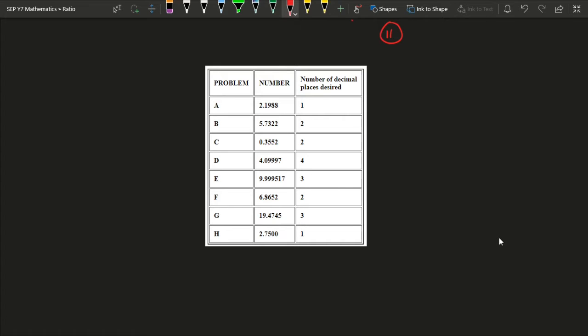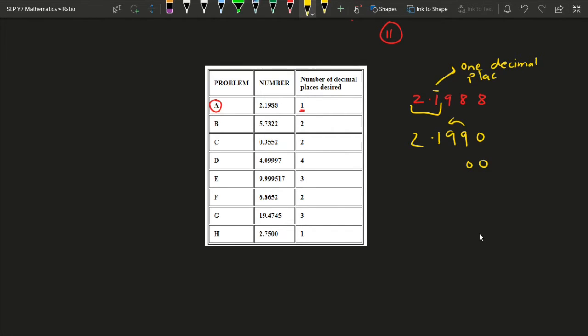Let's do some more examples. 2.1988 needs to be rounded to first decimal place. 1 is at the first decimal place. 1 is followed by 9, which is obviously greater than 5, so we shall round 1 up to 2. The answer becomes 2.2 followed by zeros, and we shall drop the zeros. To practice your skill of rounding numbers, pause the video and try these. Pause the video now.